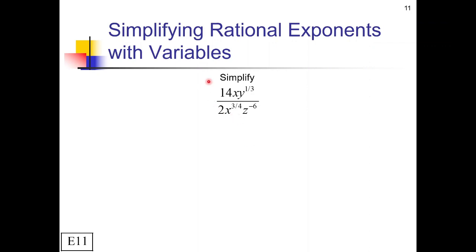All right, so we're going to go through one type of thing at a time. First, we have 14 divided by 2, which is going to be 7. And then we'll do the x's. We've got x divided by x to the 3/4. Again, we're going to subtract the exponents when we have the same base. So we have x to the 1 minus 3/4, which is x to the 1/4. Next up, we've got y to the 1/3, and there's no other y's at all, so that's going to stay the way it is. And then finally, this z to the negative 6, it's a negative, so that can come upstairs and become a positive. So this will be z to the positive 6.